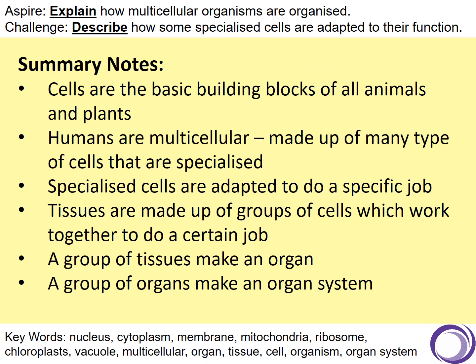So, the lesson summary, which I would all like you to write down, is that cells are the basic building blocks of all animals and plants. Humans are multicellular. They are made up of many types of cells that are specialised. Specialised cells are adapted to do a specific job within the body. Tissues are made up of groups of cells which work together to do a certain job. A group of tissues make an organ, and a group of organs make an organ system.